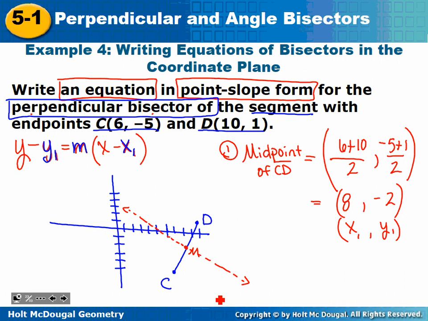Of the perpendicular bisector. So what did we learn back in chapter 3 about perpendicular lines besides that they make right angles? Very good. Their slopes are opposite reciprocals. If they're perpendicular, their slopes are opposite reciprocal. So what we need to do, second, is find the slope of CD, but we don't want that slope. Then we'll find the slope that's perpendicular to it. So remember, that is the opposite reciprocal.